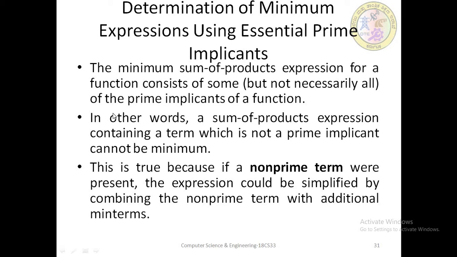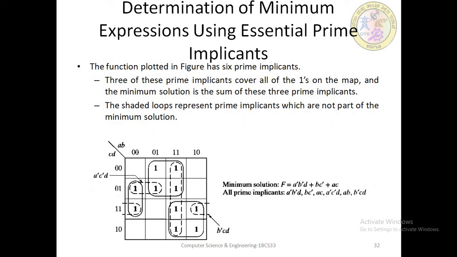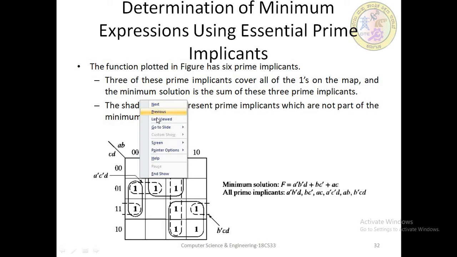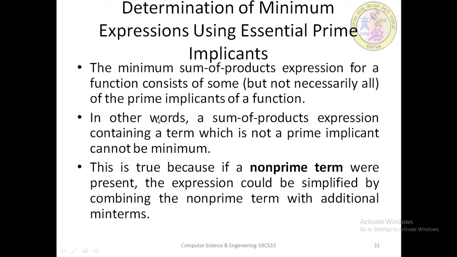Determination of minimum expressions using essential prime implicants. So now we will try to understand essential prime implicants. The minimum sum of products expression for a function consists of a sum of prime implicants. Some might be having, some might not be having. In other words, a sum of products expression containing a term which is not a prime implicant cannot be minimum.